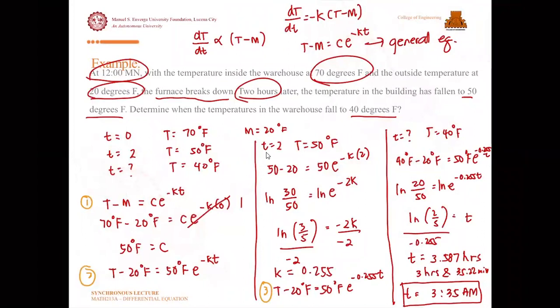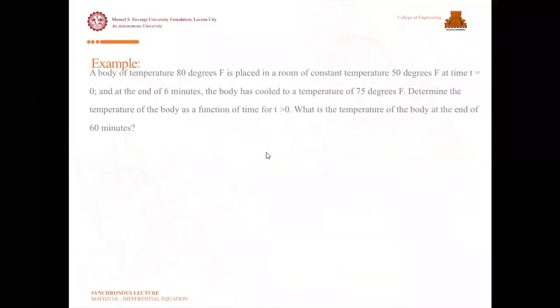Question for number 2. Okay? So madali lang naman siya, no? Kasi may procedural naman yung kanyang solution. Basta marunong ka mag-identify ng given. Hindi ka magkakaproblema dyan. Okay? So down to our last example.